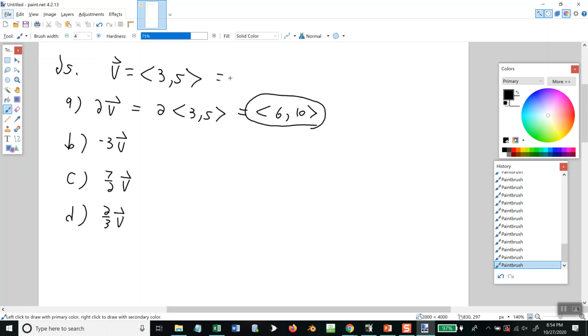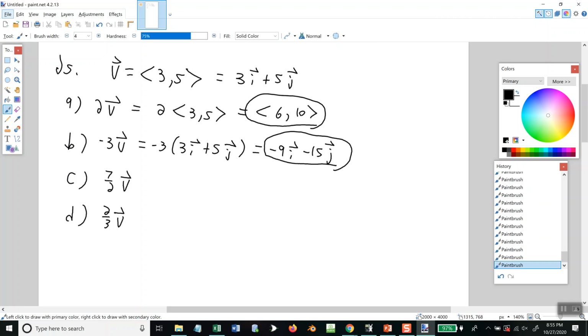This is where some people like the 3i plus 5j form, because then you just think of these as variables. Like on this one, negative 3 times 3i plus 5j, and I don't care which way you do it. It's entirely up to you. Negative 3 times 3i is negative 9i. Negative 3 times 5 is negative 15j. I won't finish these, but these would be the same thing. Questions on multiplying by a scalar?